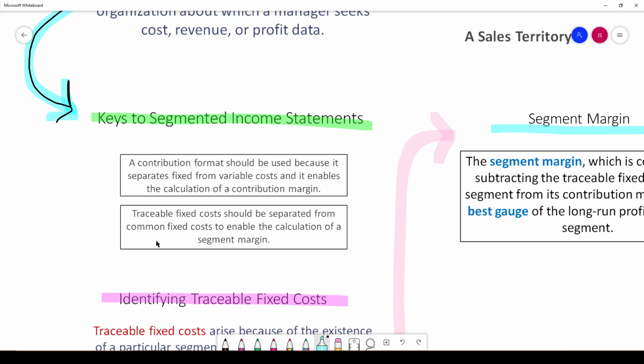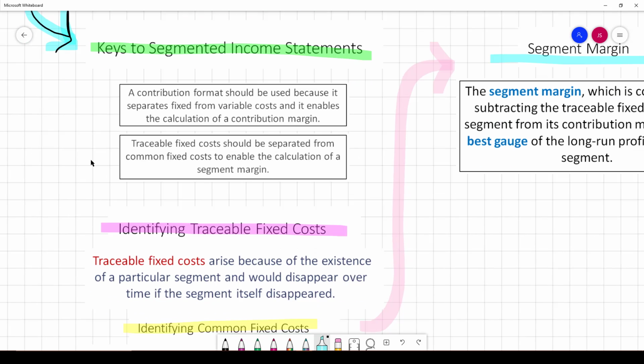So with a segmented income statement, you want to separate the fixed costs that are traceable to each segment from the common fixed costs that are incurred for the entire organization. In a segmented income statement, which we'll be looking at a little bit later, you list each segment's sales, each segment's variable costs, and then you find each segment's contribution margin. Then you list each segment's separate traceable fixed costs, the fixed costs that are attributable just to that segment. And then you are able to find the segment margin, and from the segment margin we subtract out the common fixed expenses that aren't traceable to any given segment to find our overall net operating income for the company.